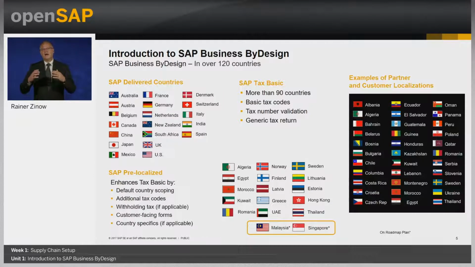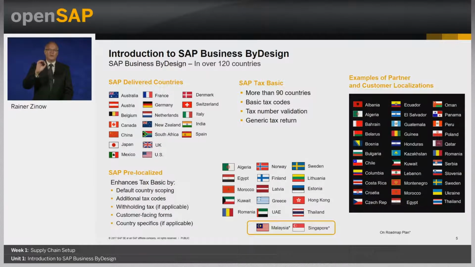Pre-configured means, yes, you still need to do some adaptations to these country versions, which you see here at the bottom, like Algeria, Egypt, or Morocco, but it's easy, it's straightforward to activate these versions and go live also in these countries. In addition, we offer tax basic content for about 90 plus countries. Tax basic means we have some basic settings in the system for taxation codes, VAT, withholding tax, and so on. All of this is available to you and your partners via dedicated toolkits.